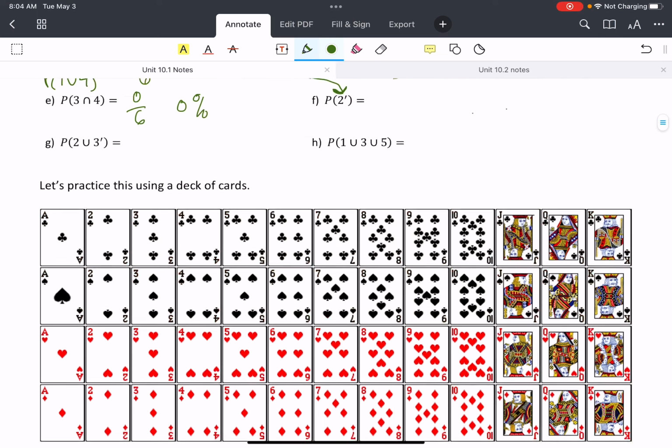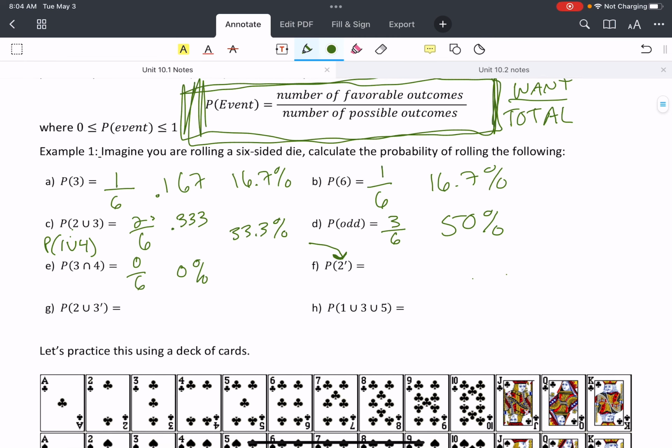Okay, so here, I'm asking for the probability of rolling anything except a 2. Anything that's not a 2. Okay, does that make sense? So everything that's not a 2. So if there's 6 sides on a dice, how many sides are not a 2? 5. Good. So this would be 5/6.